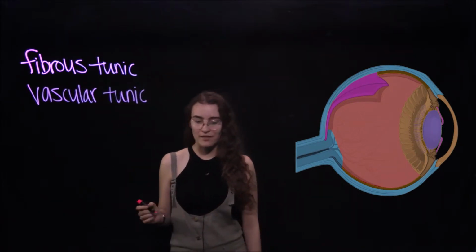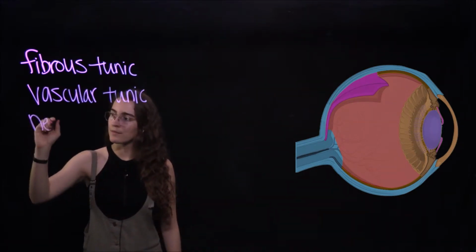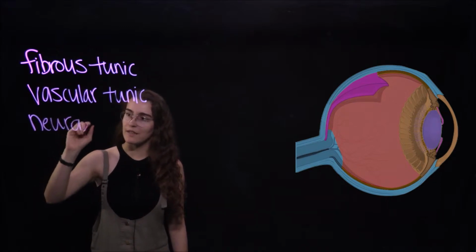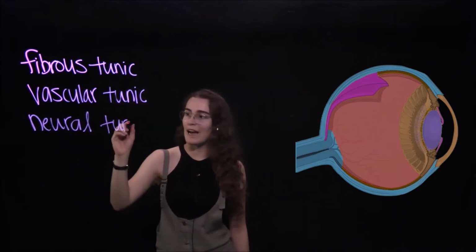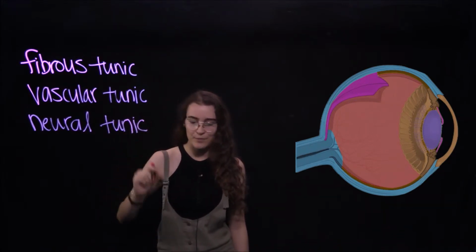And lastly, we have the neural tunic, which is made up of the sensory layer of the eye, including the retina.